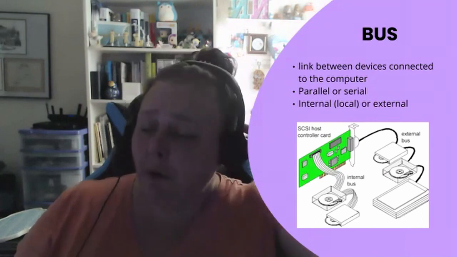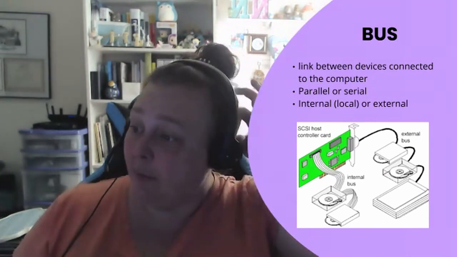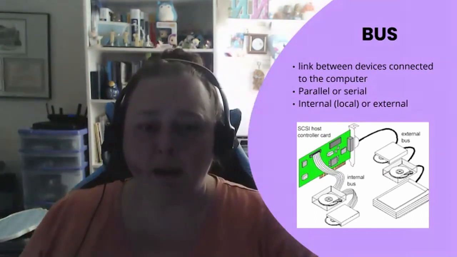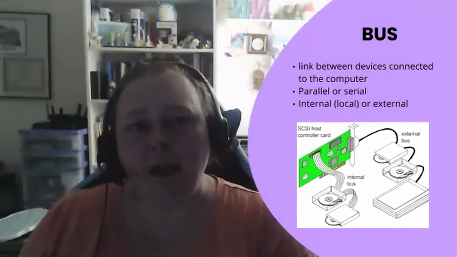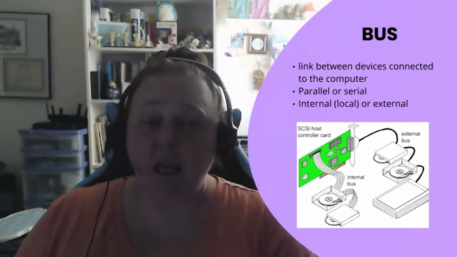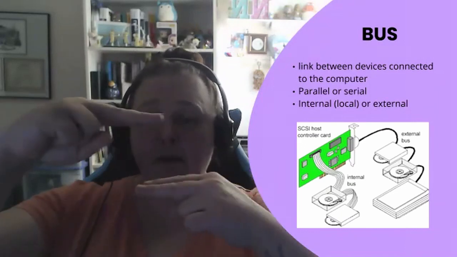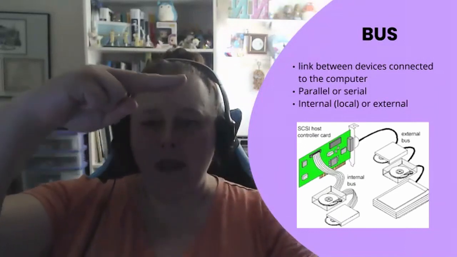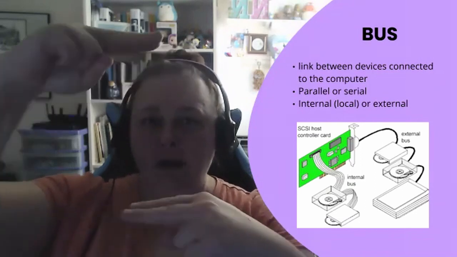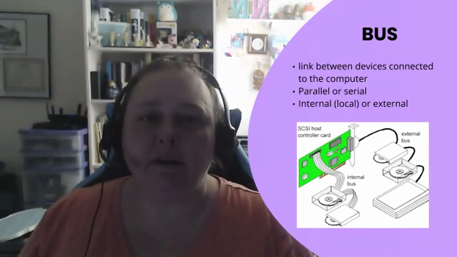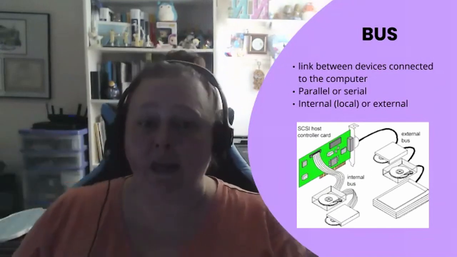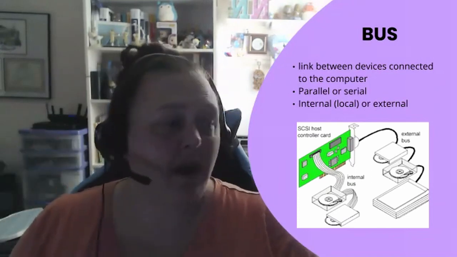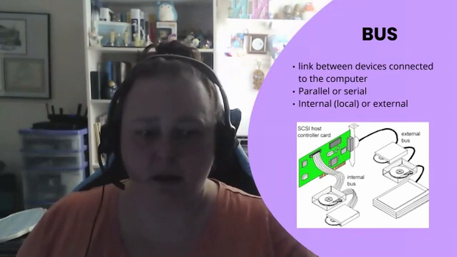There are two main types that we talk about, parallel or serial. And that just has to do with how that bus transfers the information. It can either transfer two-way in parallel, like one way going in, one way going out, and that's a parallel, or it can do it in serial, which means it can only do input or output at one time. It can't do both at the same time. That's all that that means.